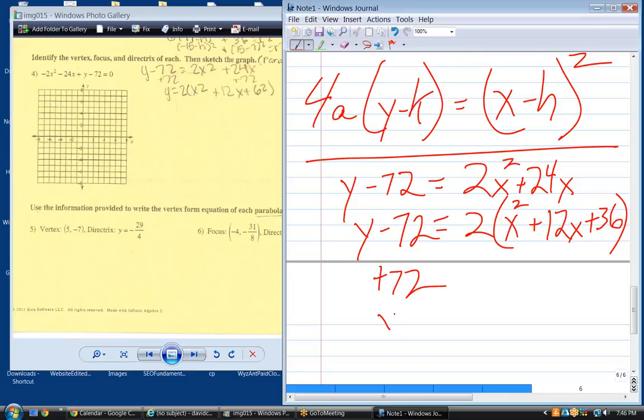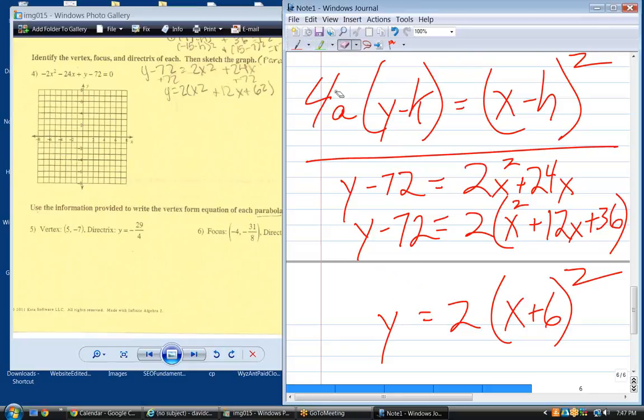Now I've got y on the left side of the equation equals 2 times, and I can now write this as x plus 6 quantity squared. You with me? Still not in this format at the top. What's the next step to get it into that format? I've got to make the right side look like x minus h squared. What can I do to make it look like that?